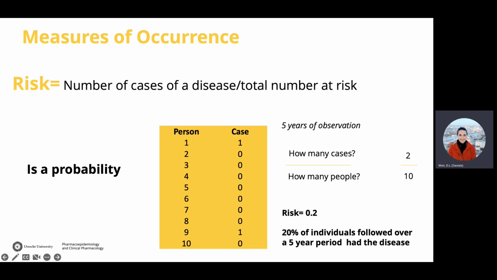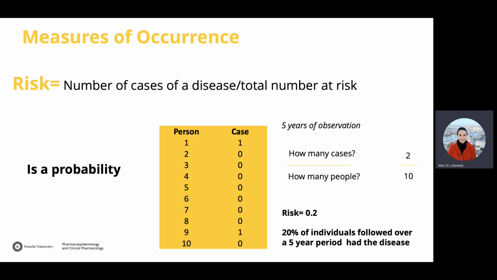So our first measure of interest is a measure of occurrence, and it's called risk. So risk is calculated as the number of cases of a disease or a particular outcome divided by the total number of people at risk. So risk is essentially a probability, and it's meant to apply to a particular time period.